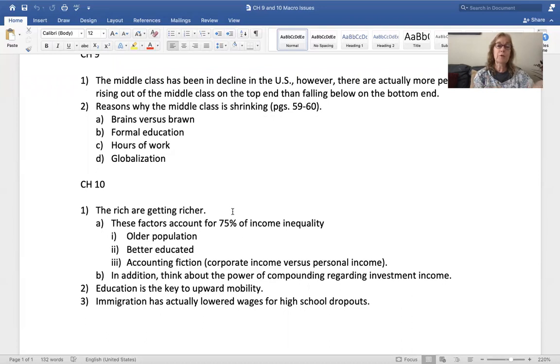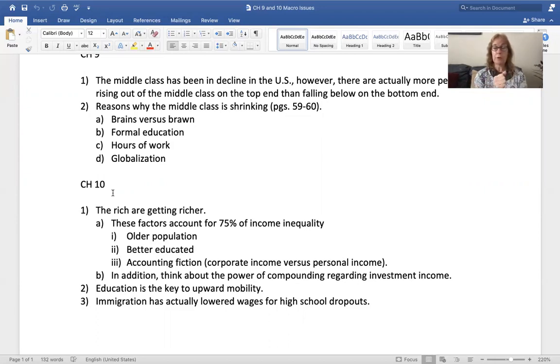Also think about other countries that are not capitalist countries. Well, as I mentioned in a prior chapter, we don't have any worse income inequality than these communist countries. In fact, they found that the communist countries have worse income inequality than capitalist countries. So that's not the answer either.